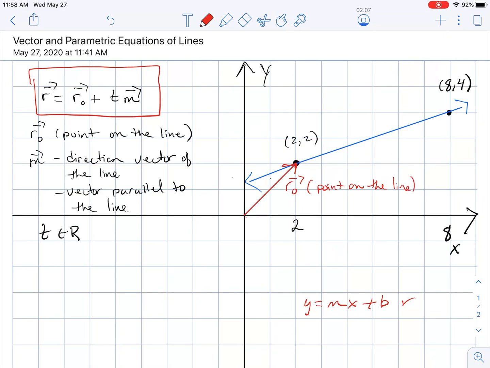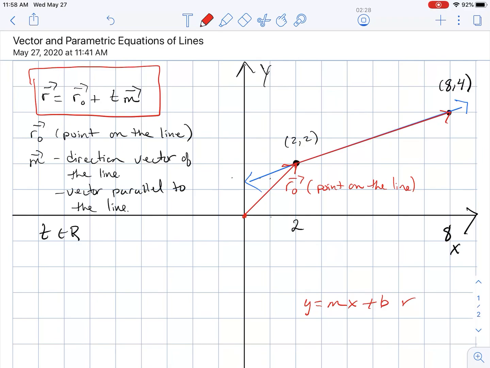Okay, now watch the red here. So remember, let's take that walk. I'm starting here, and I'm going to go here to (2, 2). And then I'm going to continue from (2, 2) to another point on the line. It could be any point. So in this case, I'm just picking (8, 4). So I've got a vector between (2, 2) and (8, 4).